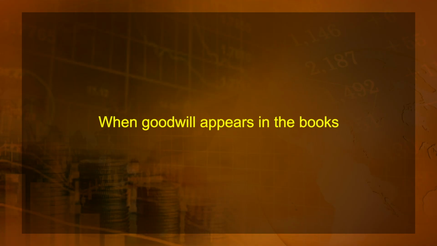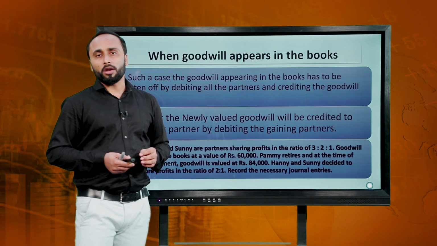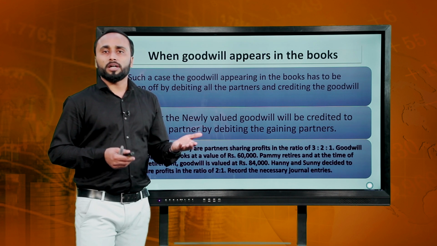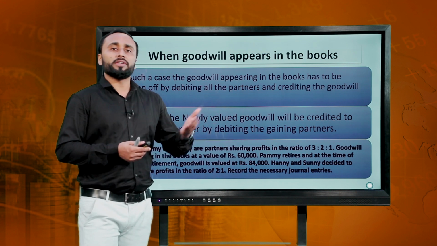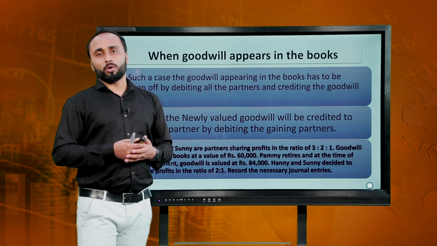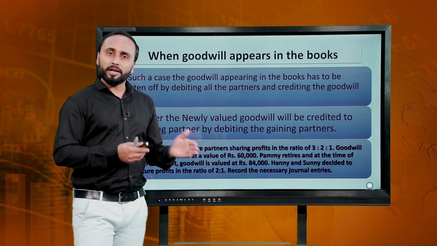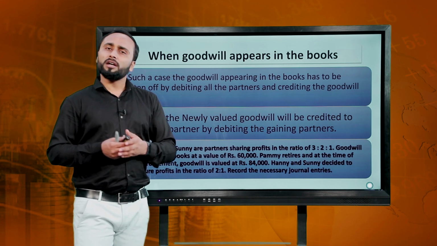In case there is an existing goodwill which is appearing in the books, we first of all have to write it off. And how do we write off the existing goodwill? We have already done it in the previous chapter. We write off the goodwill by debiting all the partners in their old ratio and crediting the goodwill account.